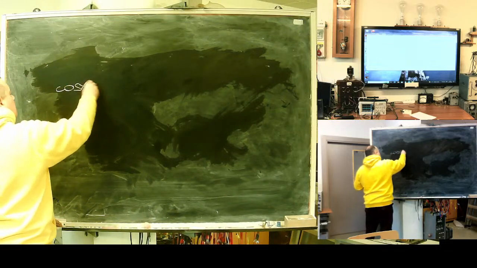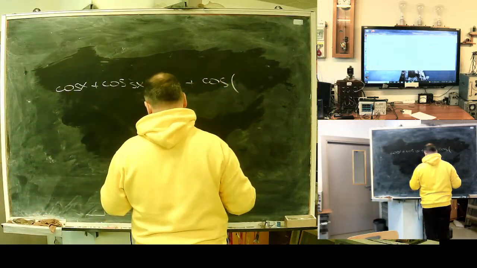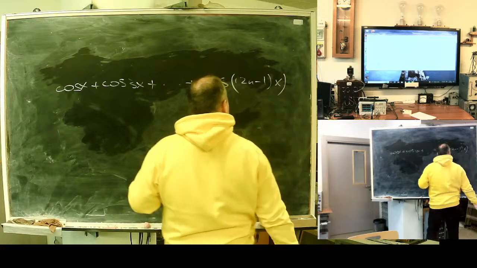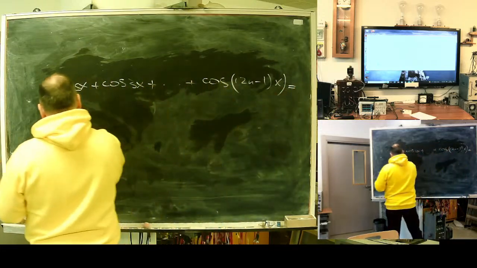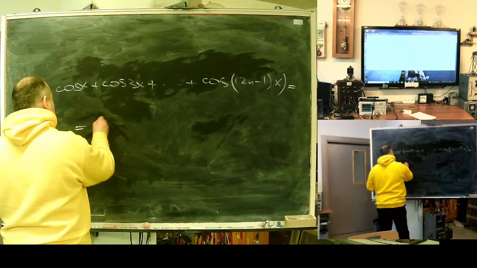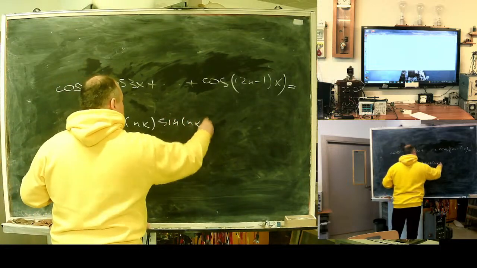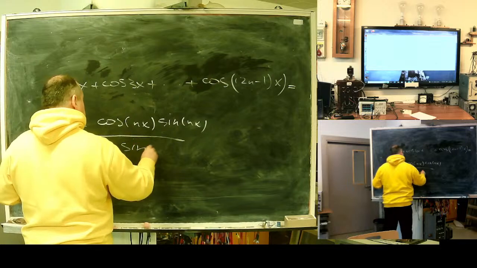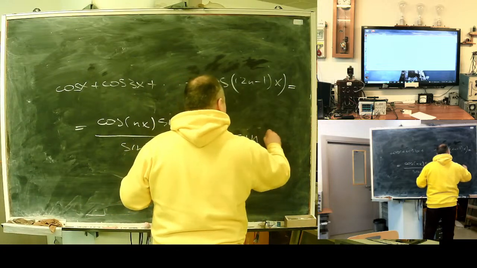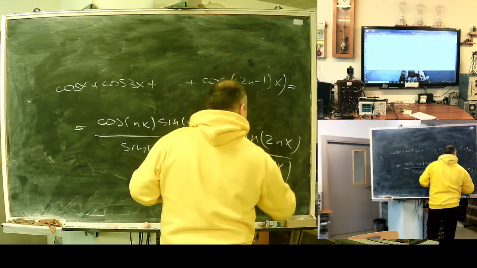Now, cosine x plus cosine 3x plus cosine of (2n minus 1)x can be written as cosine x times sine nx divided by sine x, or sine 2nx divided by 2 sine x. Cool!